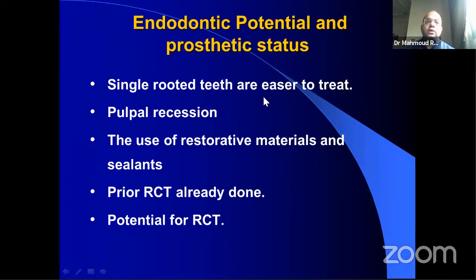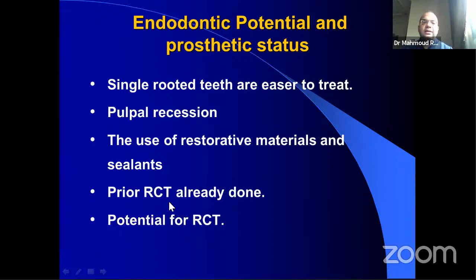Then we will talk about endodontic potential and the prosthetic status. We prefer single-rooted teeth because they are easier to treat, and the failure rates of endodontic treatment are very low for them. So it will be prolonged as an overdenture abutment. Pulpal recession is also important. If we have a pulpal recession, we can maintain the pulp vitality, and this is very important for the abutment tooth. The use of restorative material and sealant.